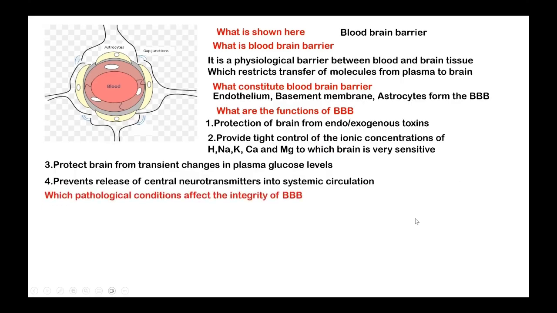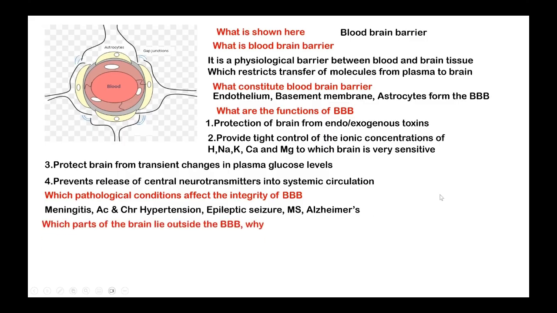Which pathological conditions affect the integrity of the blood-brain barrier? Trauma, epilepsy, inflammation, tumor, meningitis, acute and chronic hypertension, epileptic seizure, multiple sclerosis, Alzheimer's, and of course trauma also.